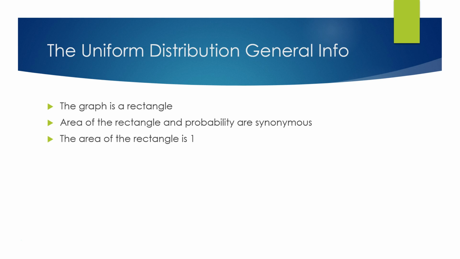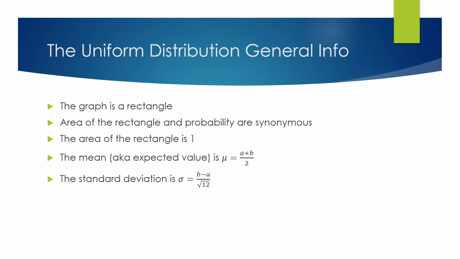The area of the rectangle is 1, and this is because it represents 100% of all possible outcomes. The mean, which we're going to start to think about as the expected value, is mu equals a plus b divided by 2. The standard deviation, again, not something that we can understand, it's just a formula that we need to remember. It is sigma equals b minus a over the square root of 12.